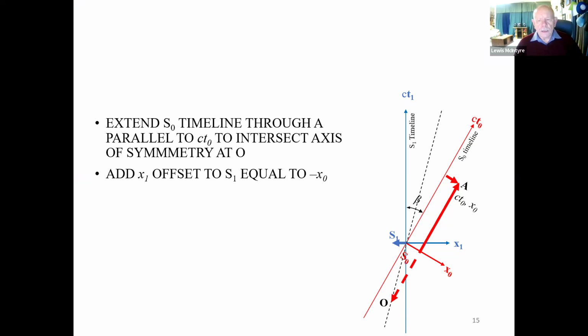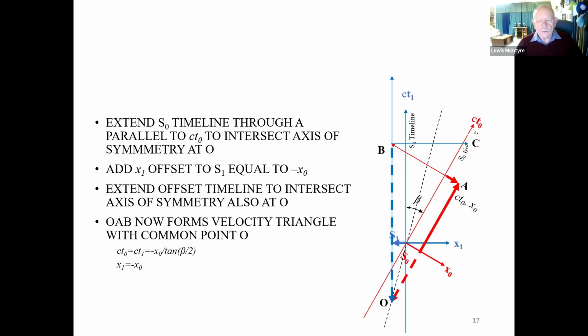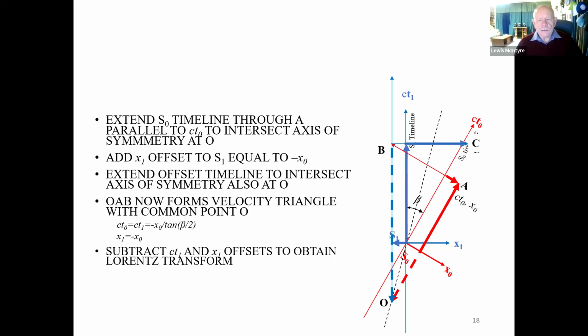Next, we add an offset x1 equal to minus x0, and extend the offset timeline in S1 to intercept the axis of symmetry, also at O. We now construct the triangle OAB by extending the S0 x-axis through A to intercept the offset timeline of S1 at B, and rotating BA normal to the S1 timeline to locate C. Finally, we subtract the CT0 and X1 offsets from OB and BC to obtain the Lorentz transform of A in S1 at C.